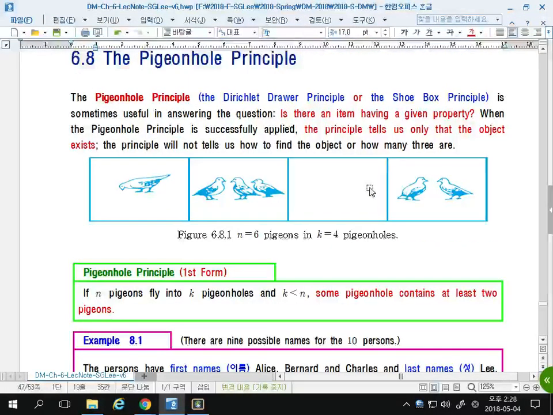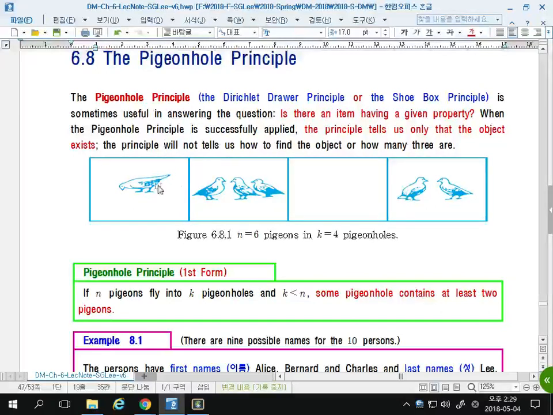The idea is if you have 6 pigeons, 1, 2, 3, 4, 5, 6, and there are only 4 boxes, and if you don't see any pigeons in the air, then all 6 pigeons should be in some of the boxes. Here we can tell one of those 4 boxes should have more than 1 pigeon in it, clearly, isn't it?